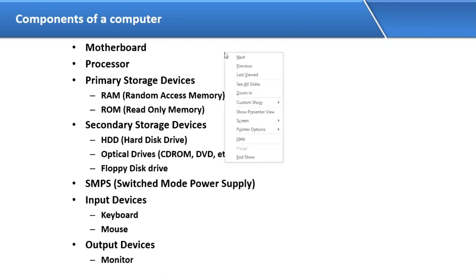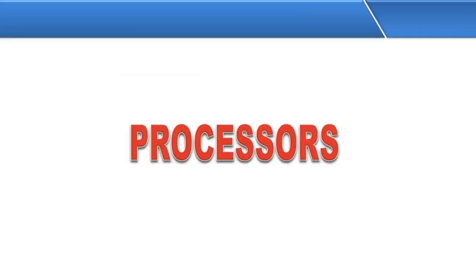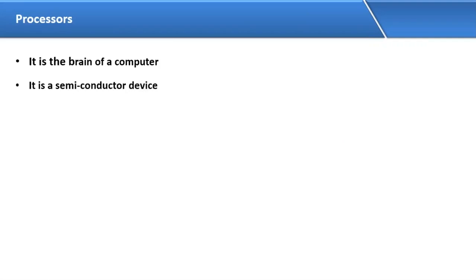Then the processor. If anyone asks, without a processor, can you run the machine? No. We cannot run the machines without a processor. So what is the actual processor? The experts say the processor is the heart of the computer. The first computer was designed in 1937, using vacuum tubes. But now things have changed, we have a small chip. The processor is the brain of the computer, and it is designed with the help of semiconductor devices.